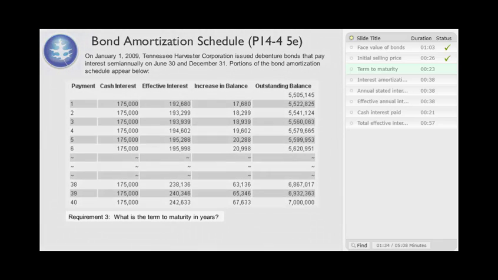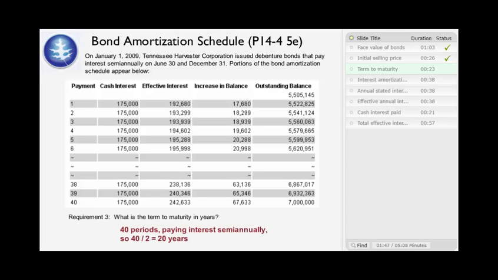Requirement 3 asks, what is the term to maturity in years? If we look to the bottom of the amortization schedule, we see that there are 40 payments and interest is paid semi-annually. So 40 divided by 2 tells us that the term to maturity in years is 20 years.